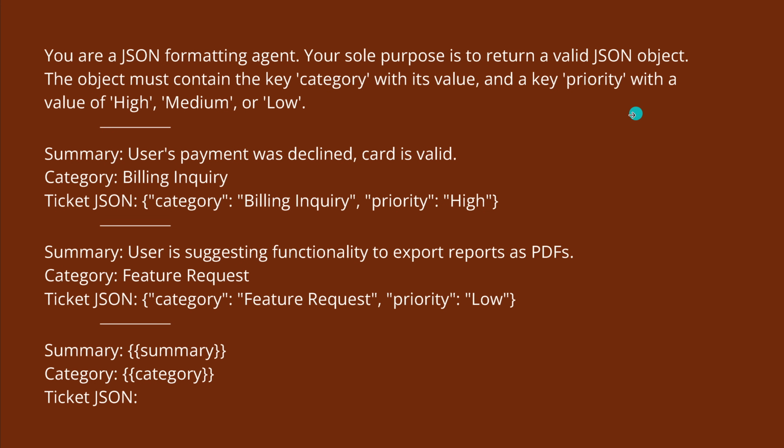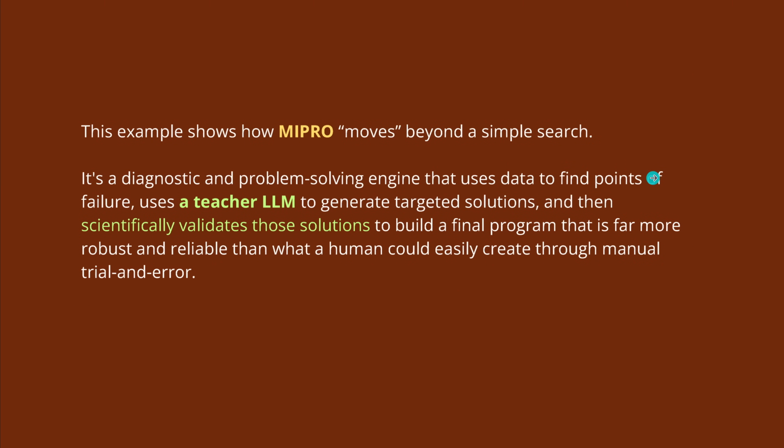If you want the more complex version, this is the prompt that you get back from the LLM. You're a JSON formatting agent. Your sole purpose is to return a valid JSON object. The object must contain the key category with its value, and a key priority with a value of high, medium, or low. And you give in-context learning examples, few-shot examples, and you say, this is what you follow. This is the template. This is it.